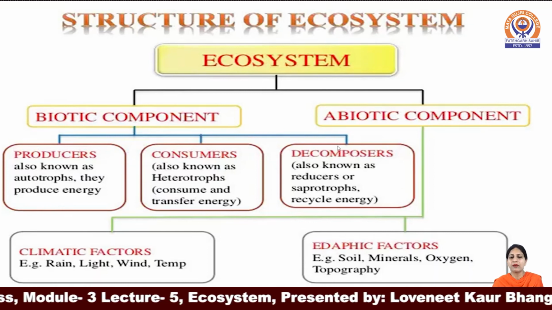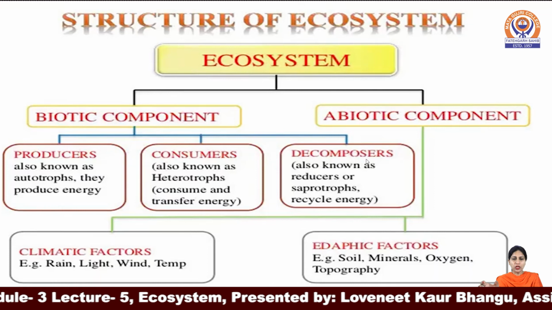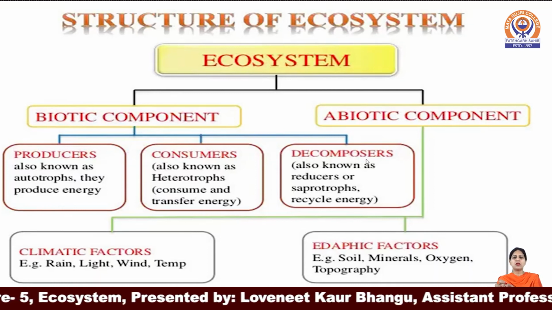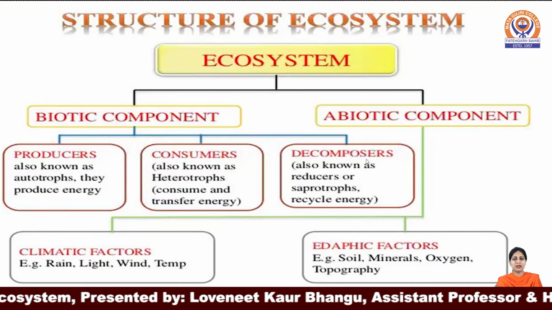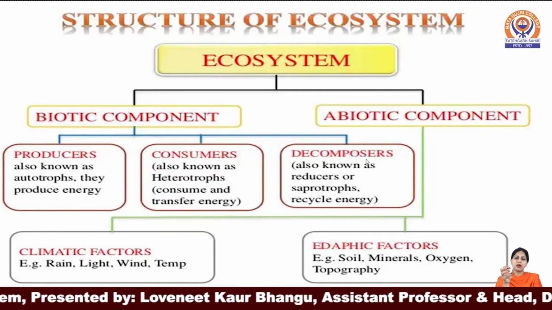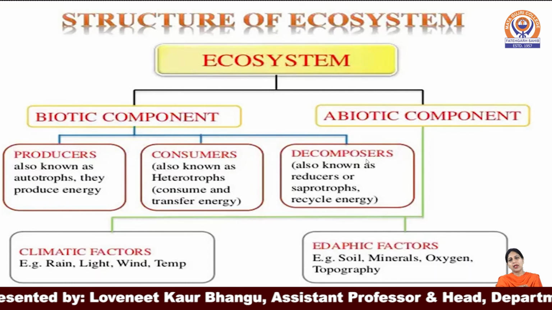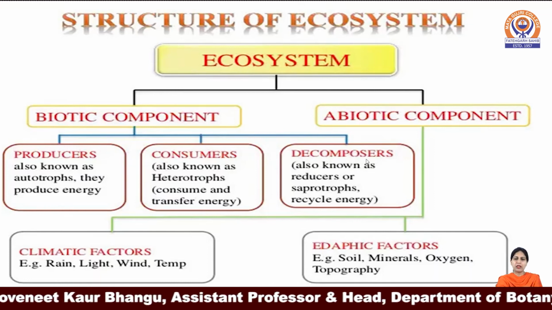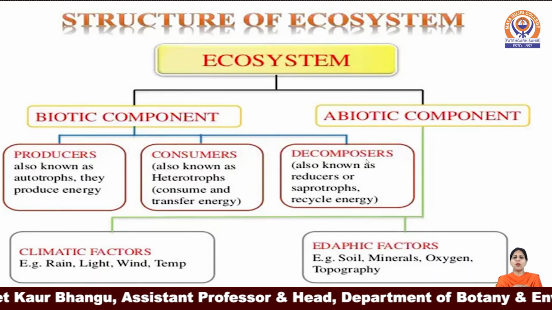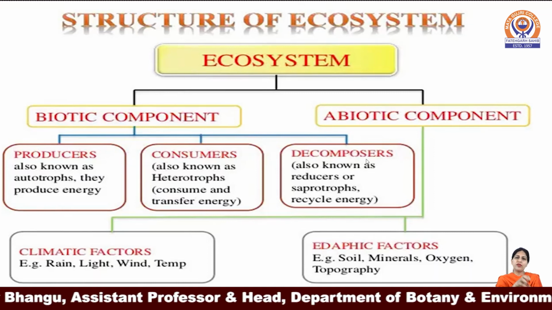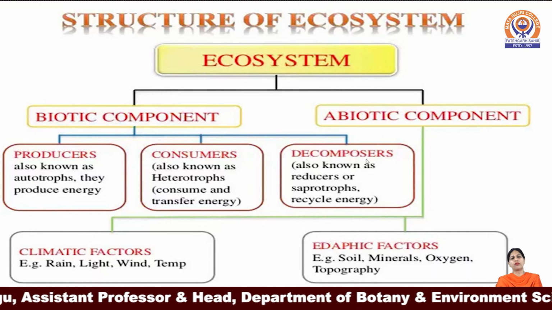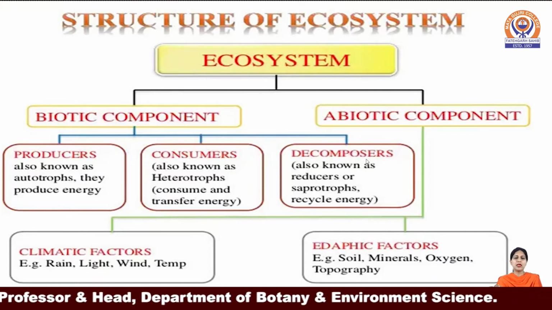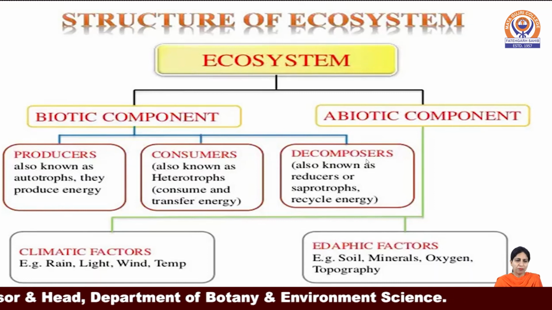Then coming to the next level, that is decomposers. Now what are decomposers? They are also known as saprophytes or reducers or saprophytic organisms because they feed on dead and decaying organisms and they decompose them. For example, bacteria, fungi, earthworm, all these are decomposers which feed upon the dead and decaying parts of plants as well as animals, and further they decompose it and the soil is formed.